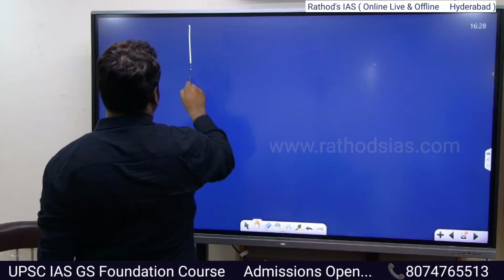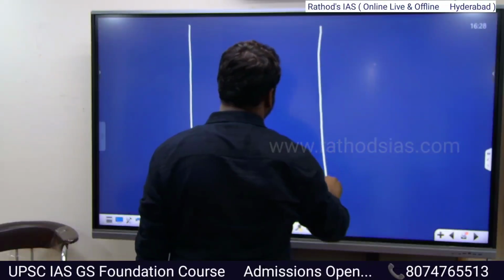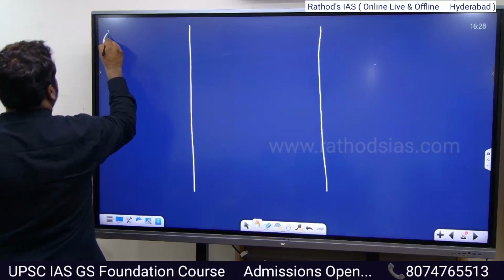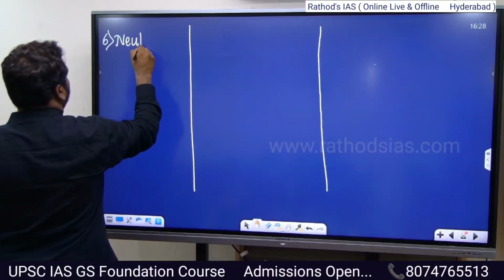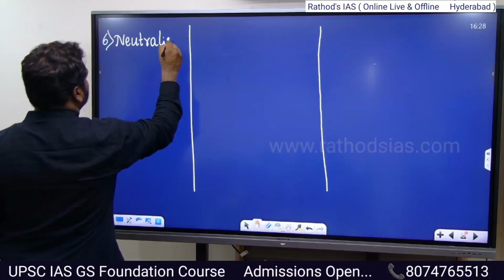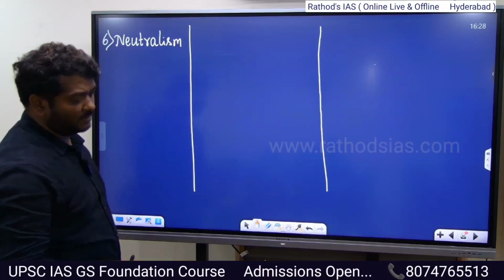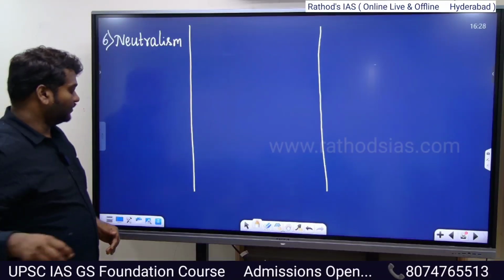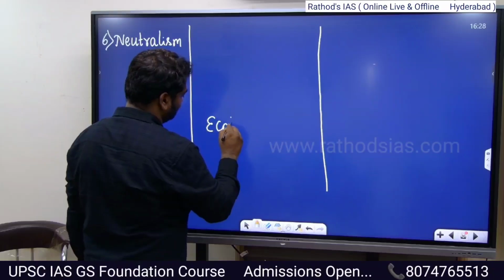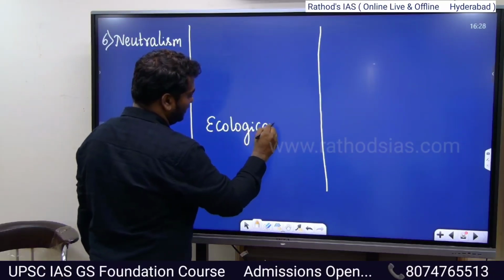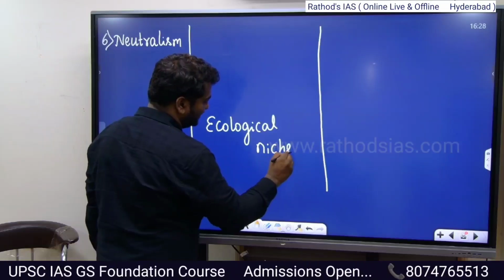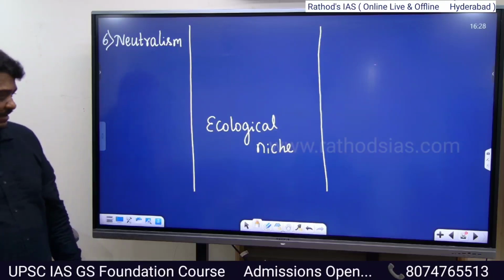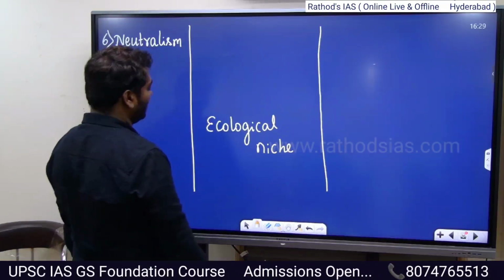Last one is, okay, you write example, lion and cheetah, which has the same ecological niche. I'll explain this later. Ecological niche means same work, same habitat, something like that. Species with the same ecological niche cannot exist together.